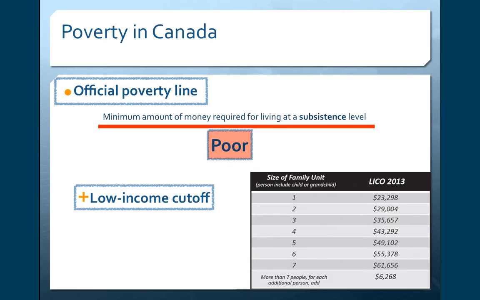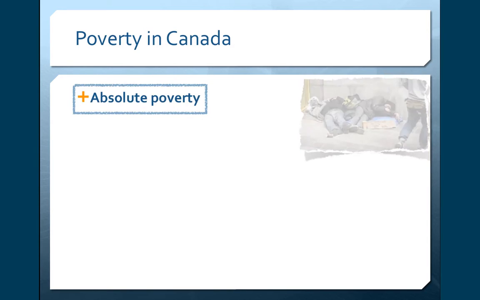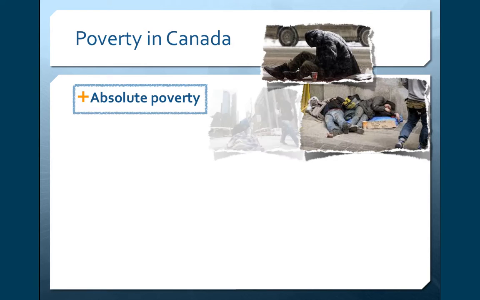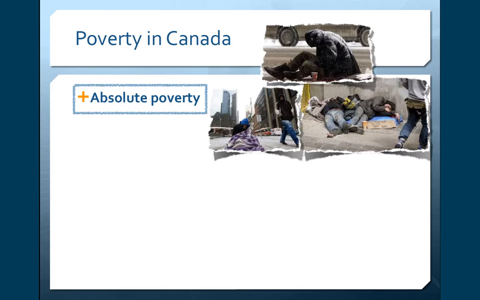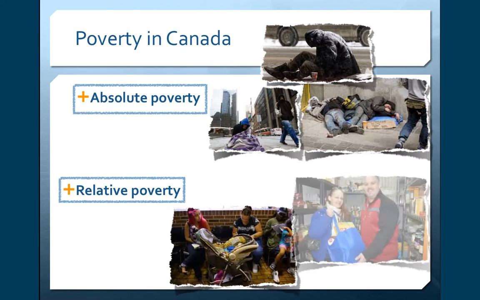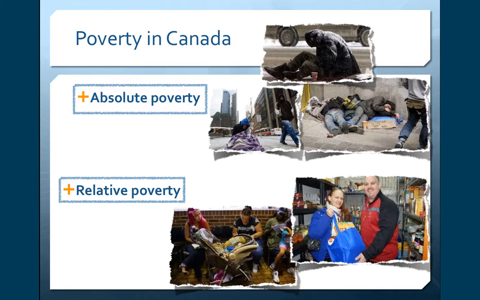So instead, we also look at, in Canada, two other terms that make sense, or at least are explored in terms of poverty. Sociologists look at distinguishing between absolute poverty. This is when people do not have the means to secure even the most basic necessities of life: food, shelter, and home. And then there's relative poverty.